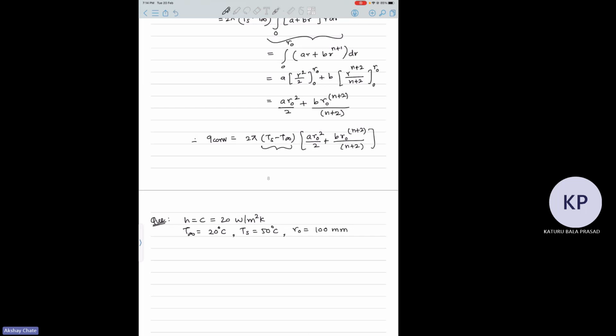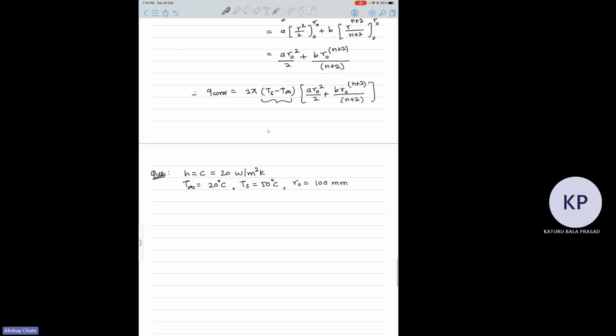What they have asked is, what is the local heat flux at the surface of the disk? What is the total electric power requirement? We have a formula for flux, which is h at any distance r into T plate or surface minus T infinity. Here h is constant, which is 20, so it is not changing with radius, and your delta T is 50 minus 20, that is 20 into 30, so your flux is 600 watt per meter square.